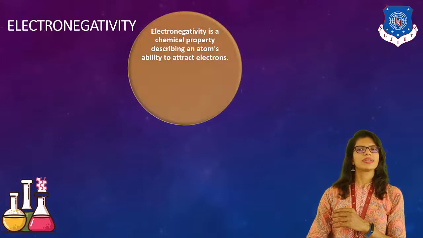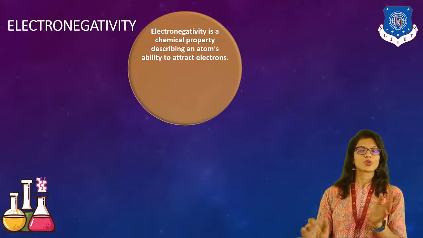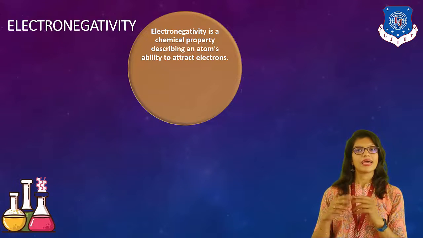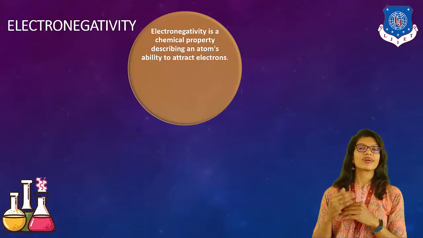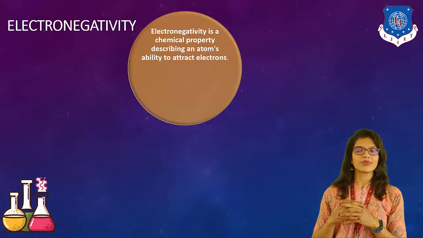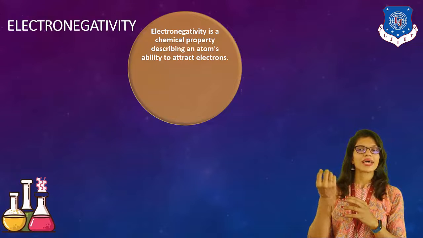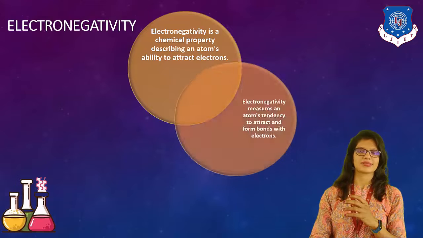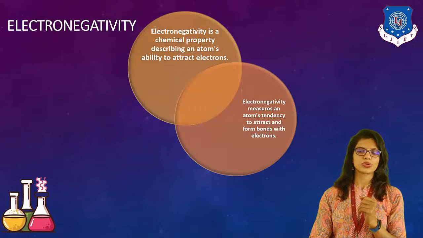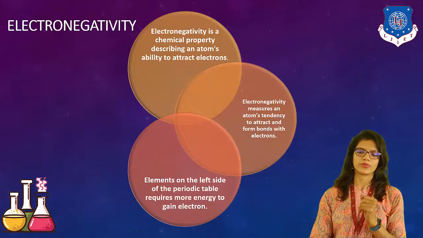Now, our first one is electronegativity. So, what do you understand by electronegativity? Electronegativity is the ability or a chemical property of an atom to attract the electron towards itself. As the electronegativity value increases, their acceptance also increases or their attraction increases. Right? So, it's a measure of an atom's tendency to attract and form bonds with the electron.